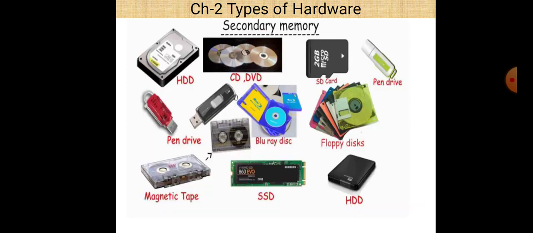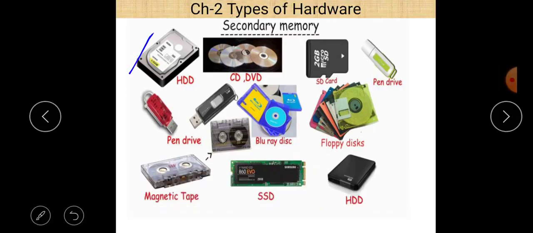These are examples of secondary storage you can see on the screen. Hard disk is an example of secondary storage. This is a hard disk here, and this is an external hard disk. We can connect it by USB port directly. It works as secondary storage, also like a pen drive. This is a pen drive, and that is an SD card used mostly in mobile phones.